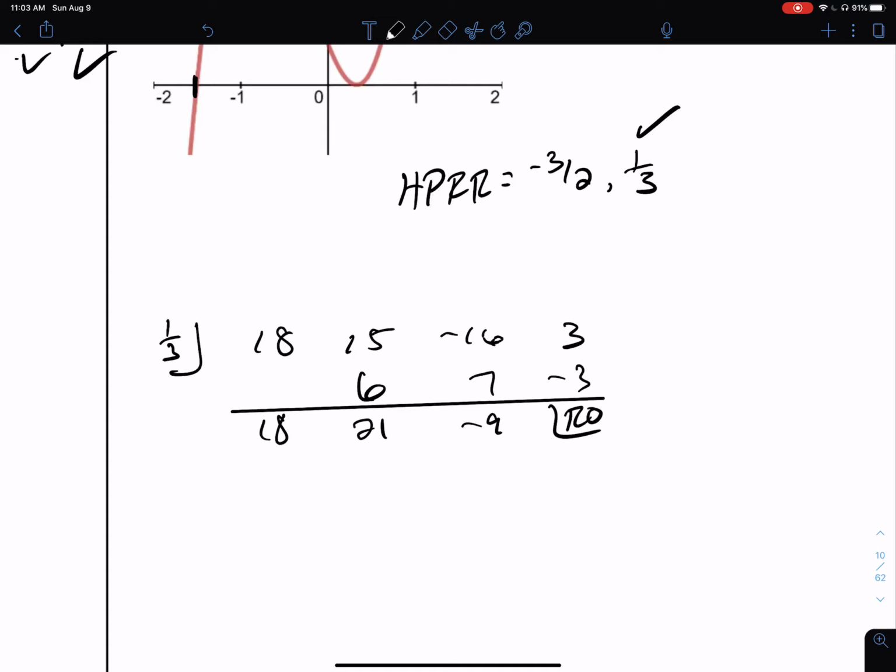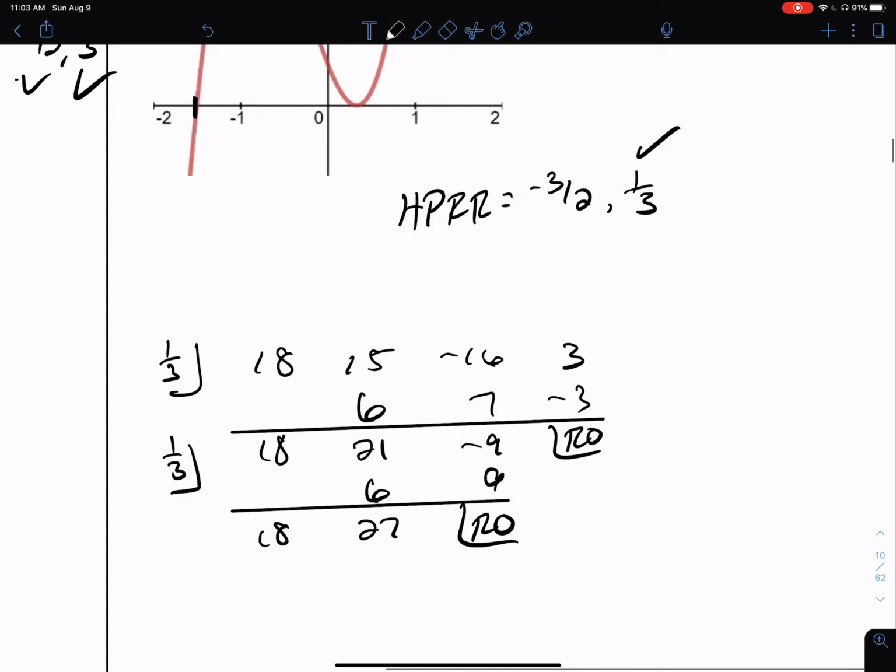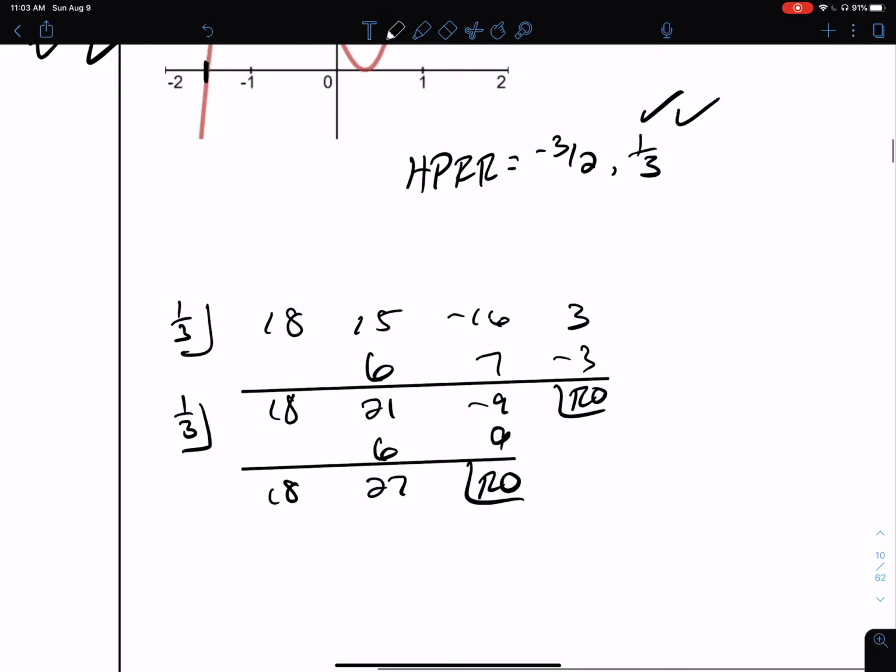So let's divide it by a third again. Bring the 18 down. A third of 18 is 6. 21 plus 6 is 27. A third of 27 is 9. Hey, we got a remainder of 0 again. No shock, that worked twice.